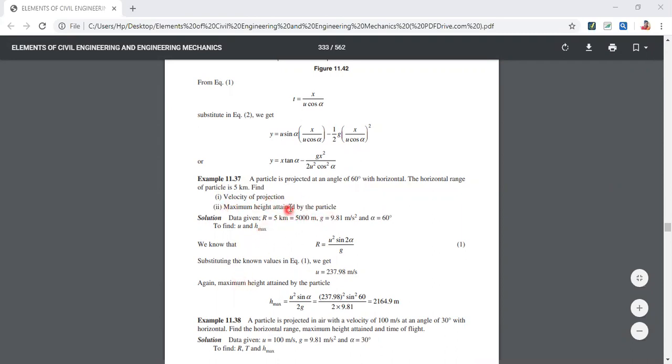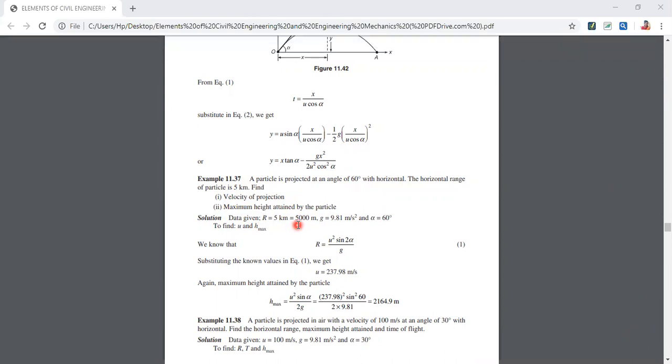So we'll first write down the data that is given. Data: R is 5 kilometers. We always use SI units, so it is going to be in meters. And g is 9.81 meter per second square, and alpha is 60 degrees. So what do we have to find? The velocity of projection, that is u, and the maximum height attained, that is h max.